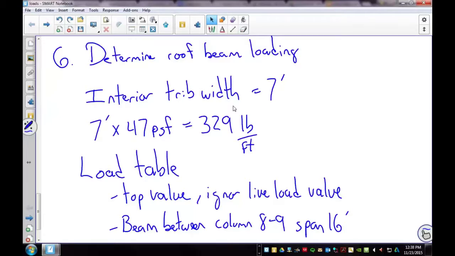Everybody see where I got that magic 7 from? It's not the 7 that's on the page. It just happens to be half of one side and half to the other. I mean, I know it's the same, but there's some situations where it can be different. So if you look up at the board, we went interior beam, tributary width is 7 feet. 7 times 47 is 309 pounds per foot. Okay?